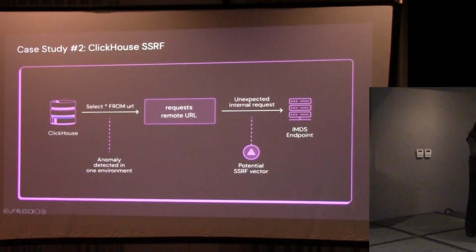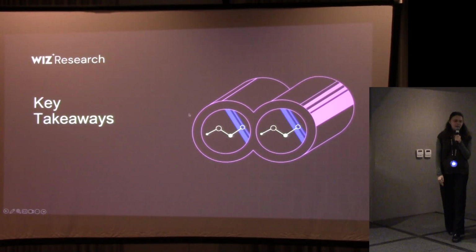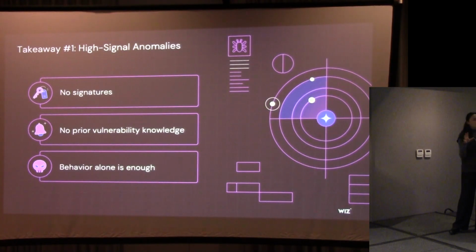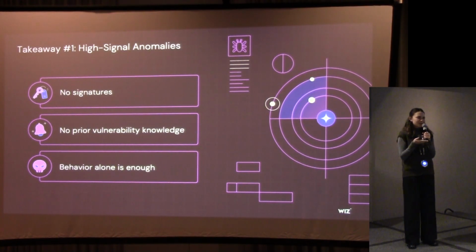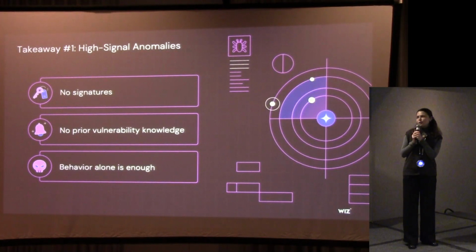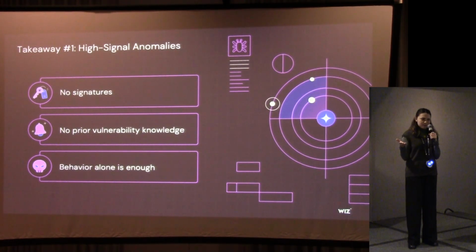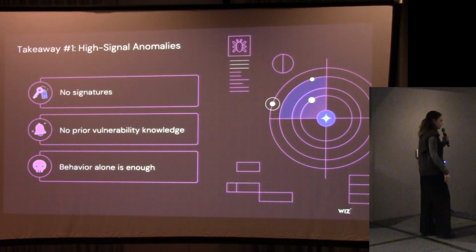So to take a step back from the case studies and wrap things up, the key point here isn't the specific exploitations I showed. I mean, they're valuable, but they're really just examples. It's about hunting anomalies in a well-understood environment. If you have a really good understanding of how your environment is supposed to behave, deviations become a very high-quality signal, even without other vulnerability knowledge.